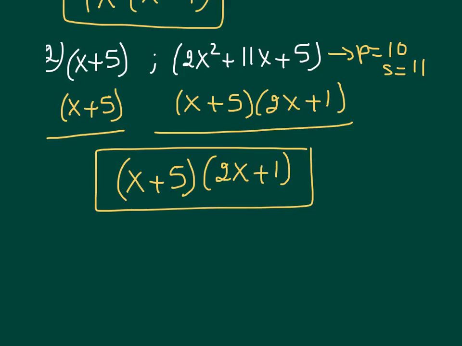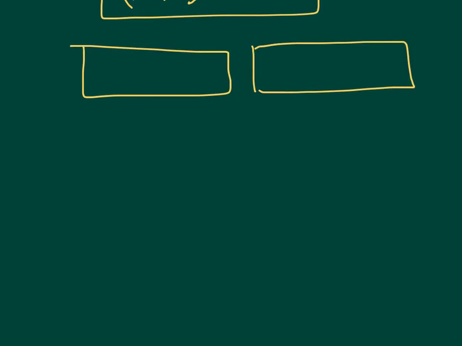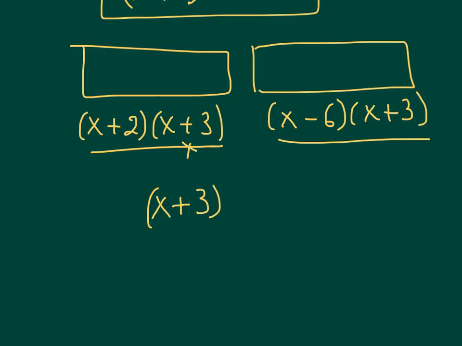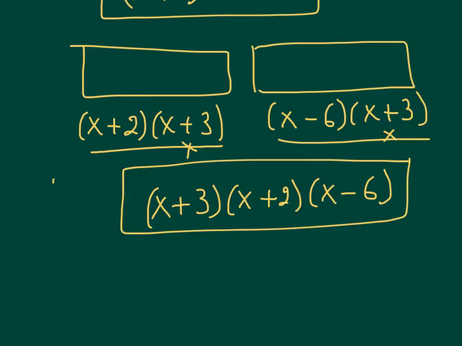Next, we're going to do number 3. To find the least common multiple of the two, I need you to factor each expression. To factor this expression, the product is 6, the sum is 5, it will be x plus 2, x plus 3. To factor this expression, the product is negative 18, the sum is negative 3, it will be x minus 6, x plus 3. Now we're going to look at this expression and this expression and look for the least common multiple. The least common multiple includes x plus 3. It is already here and here. And the other two factors should be x plus 2 and x minus 6. This will be the least common multiple of the two expressions.